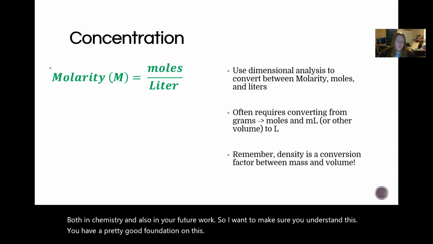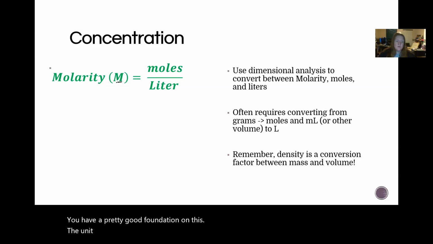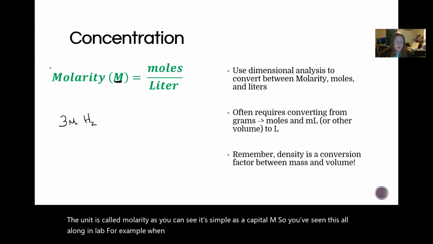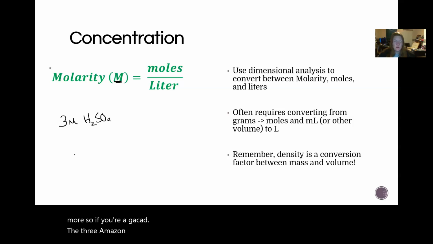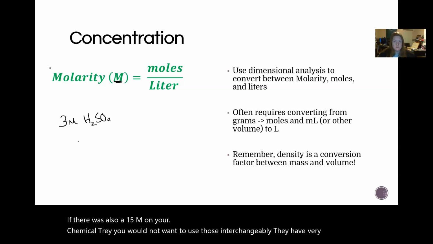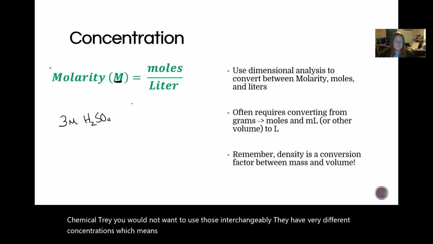So the unit is called molarity, and as you can see, its symbol is a capital M. So you've seen this all along in lab. For example, when you use 3 molar, that's how we read this, again, as molar, sulfuric acid. The 3M is an important concentration unit. If there was also a 15M on your chemical tray, you would not want to use those interchangeably. They have very different concentrations, which means different rates of reactions.